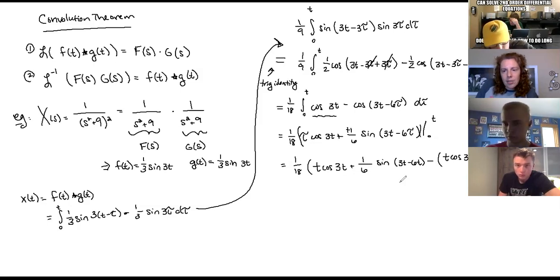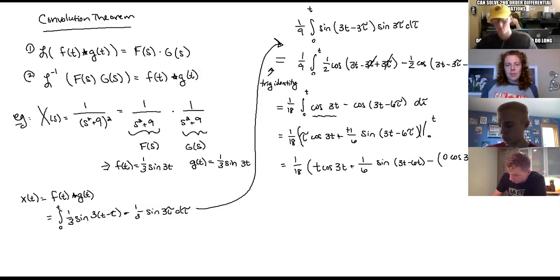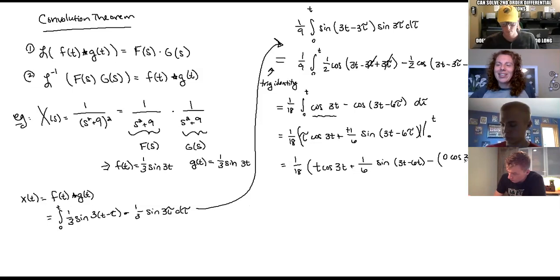Let's try 0. 0 cosine 3t, so that's going to go away, plus 1/6 sine of 3t minus 0. I need one more parenthesis. 2 more lines, I promise, and that's it. So we've got a 0 cosine 3t. That part totally goes away. That part goes to 0.